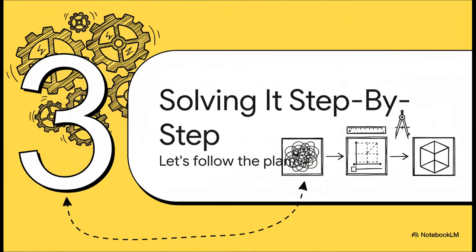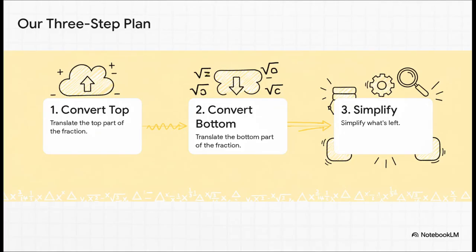Okay, so let's do this methodically. No guessing games. We've got a clear blueprint that's going to take us straight from this complicated-looking puzzle to a simple, clean answer. And here's that blueprint. Super simple, just 3 steps. First, we'll translate the top part of the fraction. Then, we'll do the exact same thing for the bottom. And finally, we just clean up whatever's left. So let's get started with step 1.